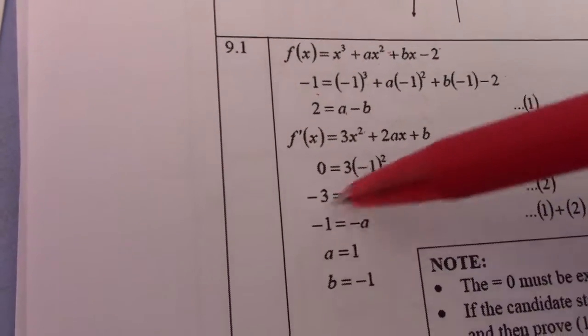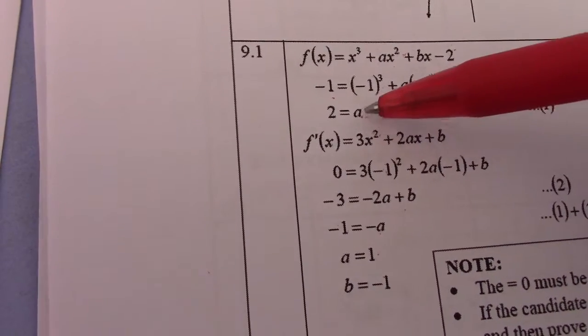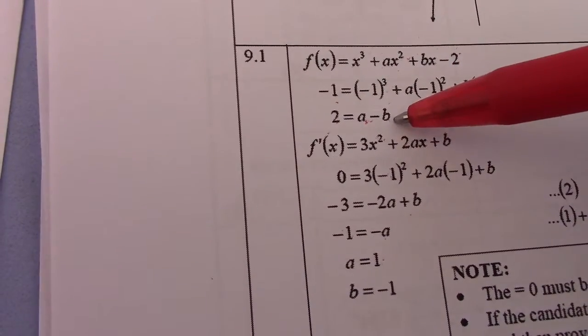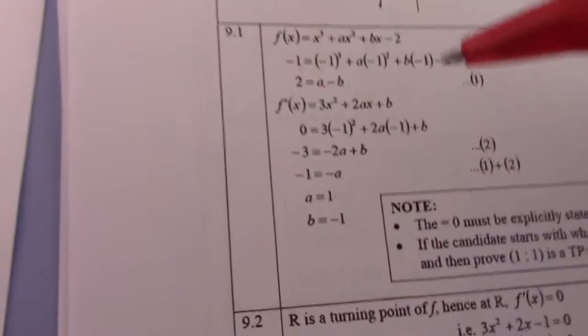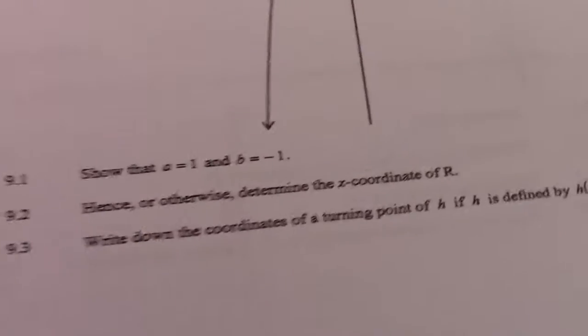So negative divided by negative, a equals positive 1. If I substitute this back in there, a is 1. That will become 2 minus 1 is 1, but it's negative b, so b equals negative 1. So hope you follow, hope you understand. That's working out given one stationary point, finding the equation.